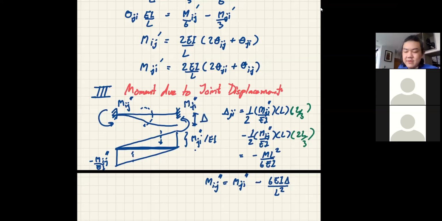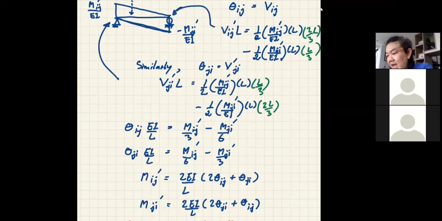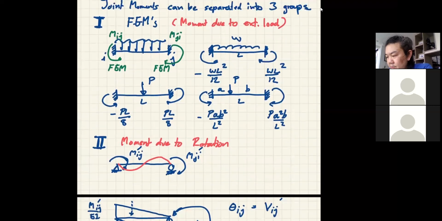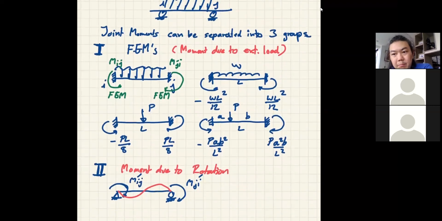So thanks very much for your patience. Now we have every element involved. We have the moment due to the joint displacement alone. We have the moment due to joint rotation, and we have the moment due to the load. We combine them and we are going to get what we call the slope deflection equation.